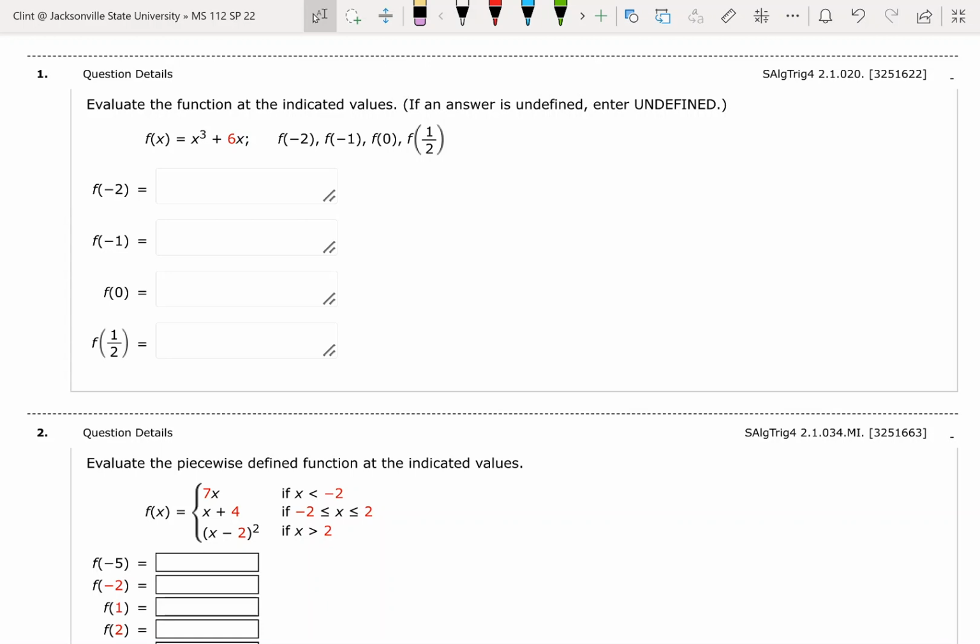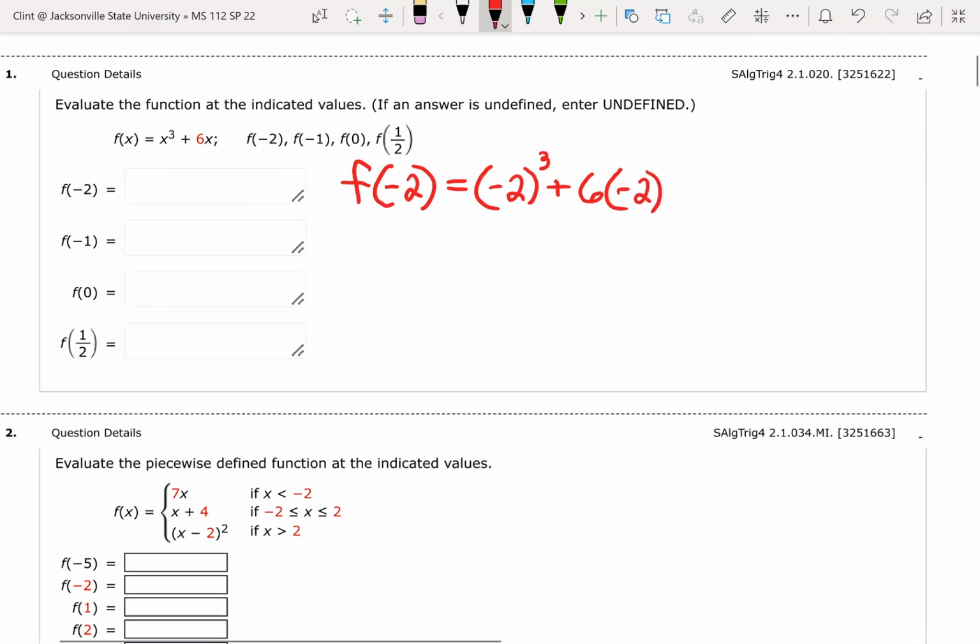All right, so number one just gives us some values where we want to evaluate our function. All that means is we take whatever number it gives us and plug that in for x and see what we get. So on this first one, we want f of -2. Our function is x cubed plus 6x. So we'll have -2 cubed plus 6 times -2.